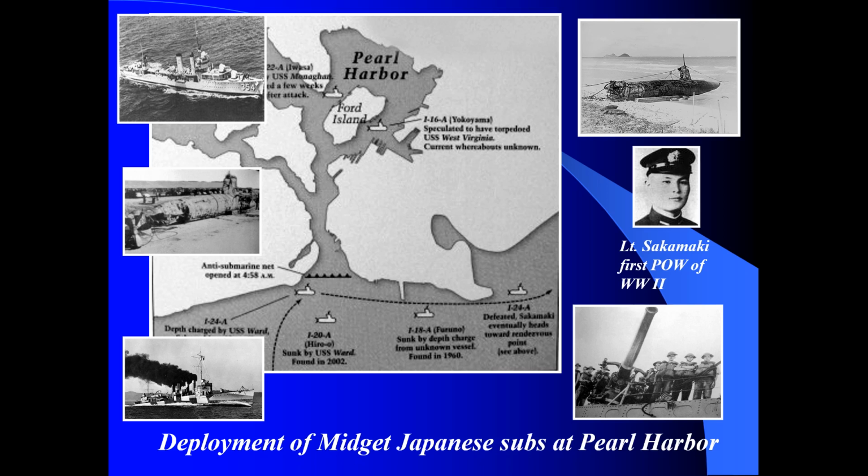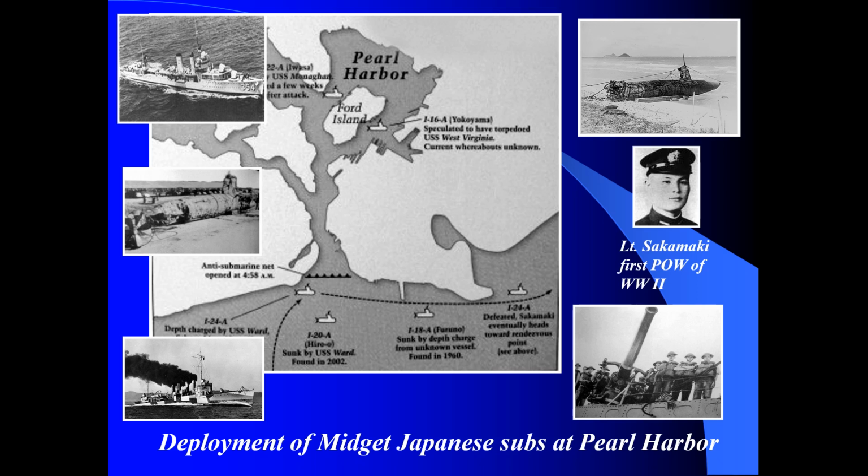A midget sub on the north side of Ford Island missed the USS Curtiss with her first torpedo and missed the attacking USS Monaghan with her second before being sunk by the USS Monaghan at 8:43 a.m. That was the second to be sunk. A third sub grounded twice, once outside the harbor entrance and again on the east side of Oahu, where it was captured on the 8th of December.